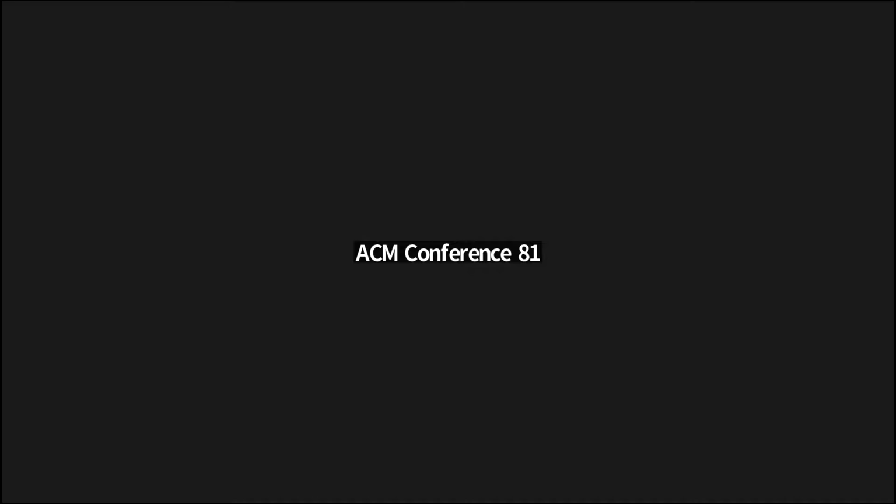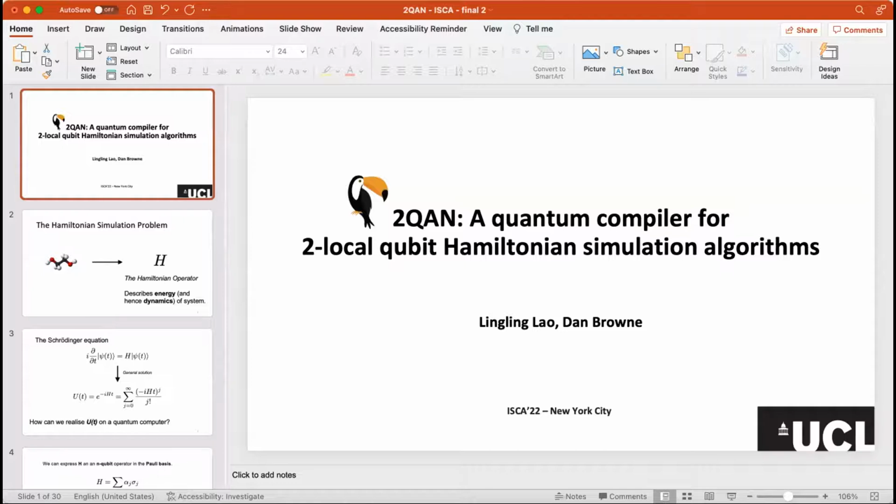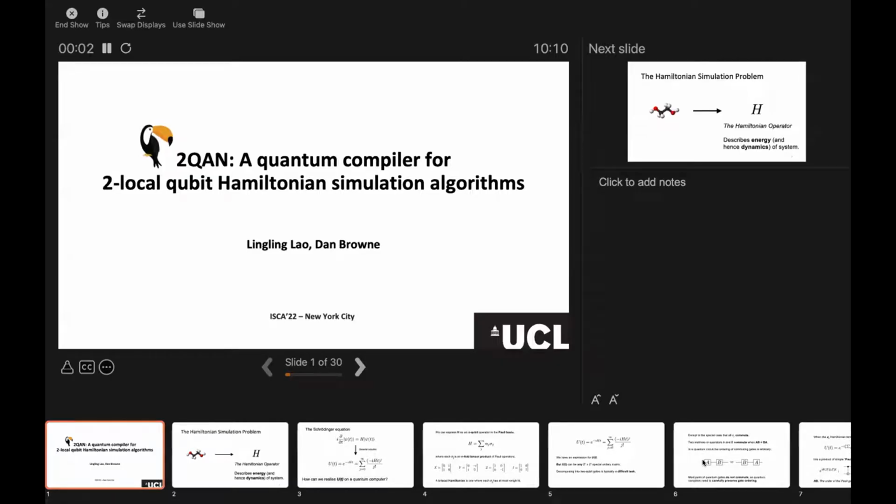Next, we have Toucan, which is a quantum compiler for two-local qubit Hamiltonian simulation algorithms. The presenter is Browne, who's a physicist by background. He got his PhD from Imperial College London in 2004. And after 3 years as a junior research fellow at Oxford University, he joined University College London in 2007, where he's a professor.